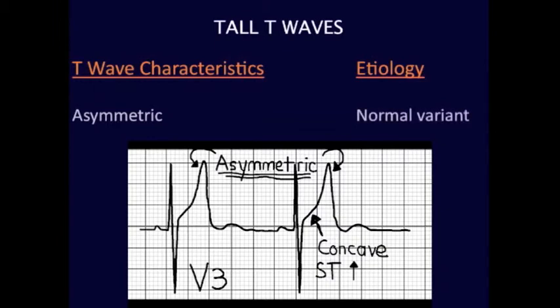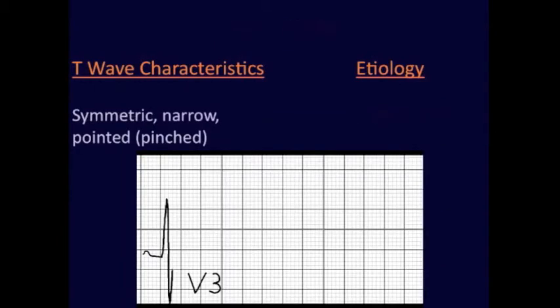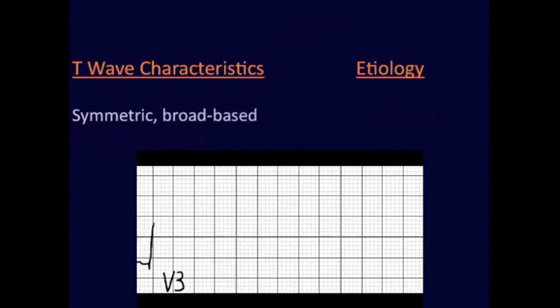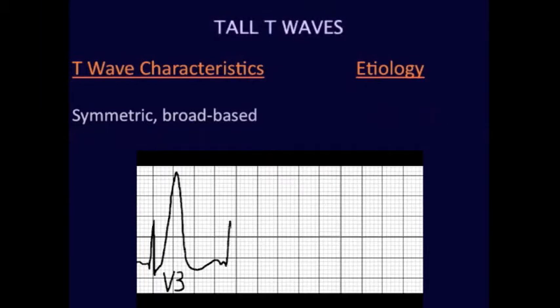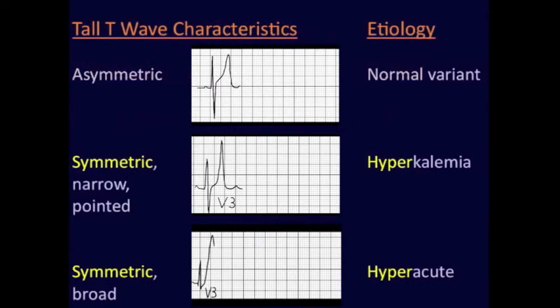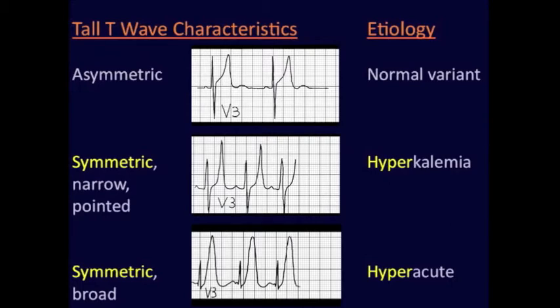If you see tall T waves that are symmetric, narrow, pointed, and have a pinched-from-above appearance, you should be thinking about hyperkalemia. If you see tall T waves that are symmetric, broad-based, and not tented or pointed, and occasionally associated with prolonged QT interval, then you should consider hyperacute ischemia. But if you see tall T waves that are asymmetric and not narrow, these are probably normal variant T waves.